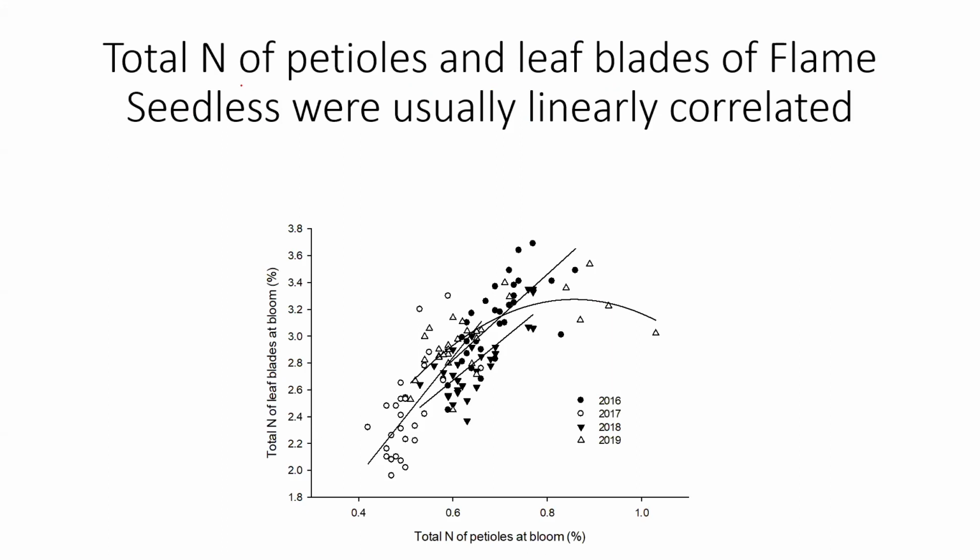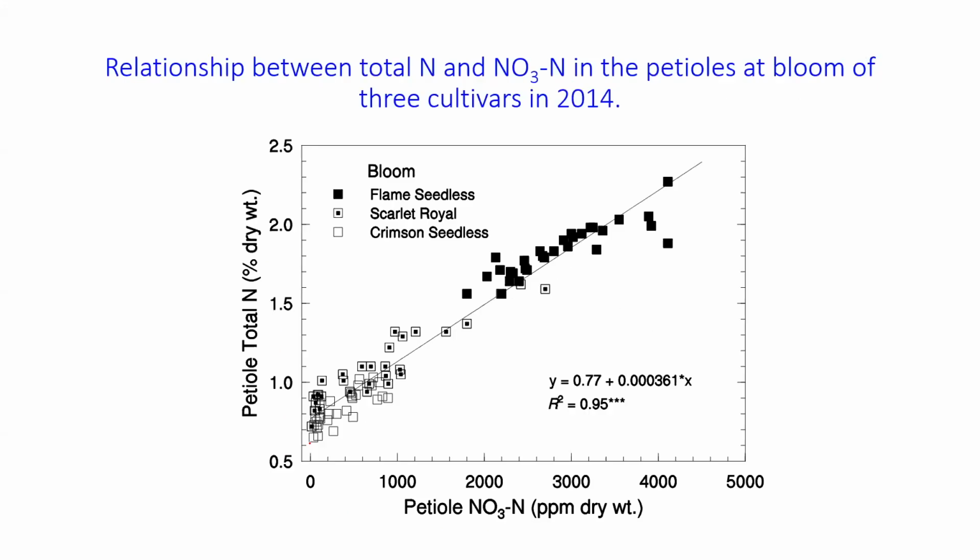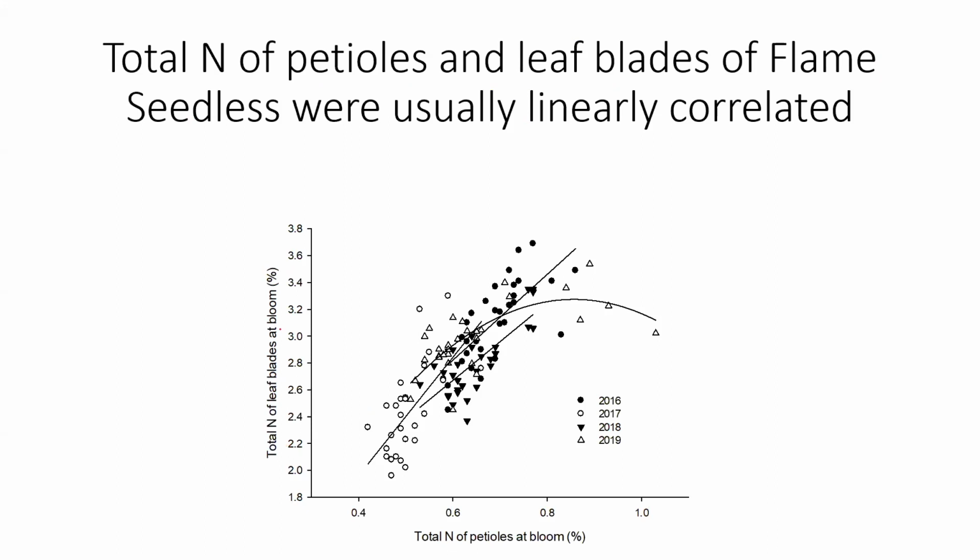We also looked at total N of petioles and total N of leaf blades, and we found that they were also usually linearly correlated. So in the previous data set, I'm just showing you total N of petioles versus nitrate N of petioles, and you can see they're correlated. Here, I'm showing you total N of leaf blades on the vertical axis and total N of petioles on the horizontal axis. And in most years, they're linearly correlated, and they show a similar correlation from year to year.